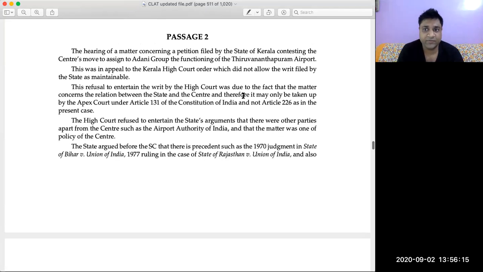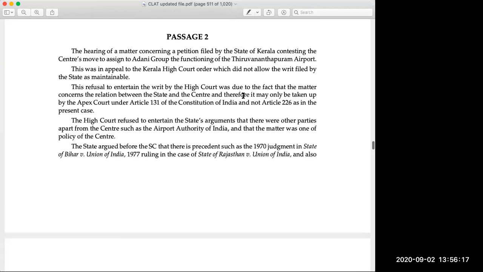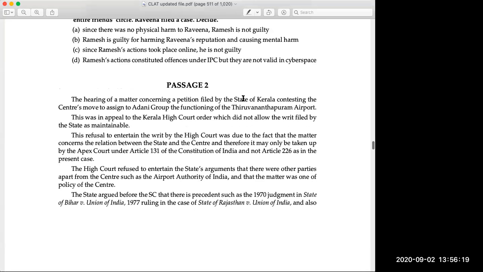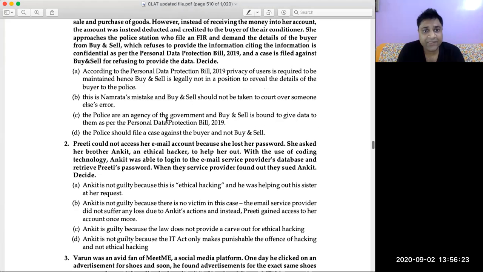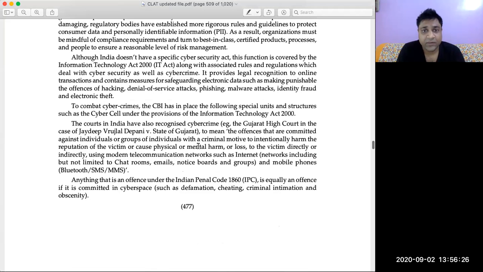Okay. Now, I had a doubt. Could you tell us about the Gujarat High Court versus Jaideep Gujral Depani case? Right. Now, in this case, why have we mentioned this case? We have mentioned this case because there is no particular law in relation to cybercrime.